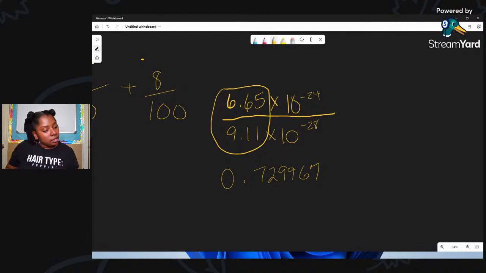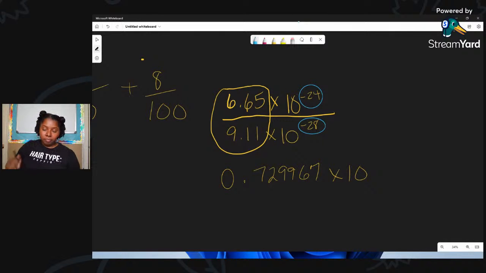Well, let me see. Yeah, I'm just going to stop there. You can write all those numbers out if you want. Now, times 10 to what power? When we divide exponents with the same base, we're really subtracting. So this becomes negative 24 minus negative 28.